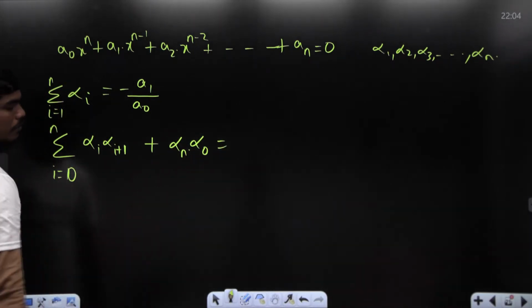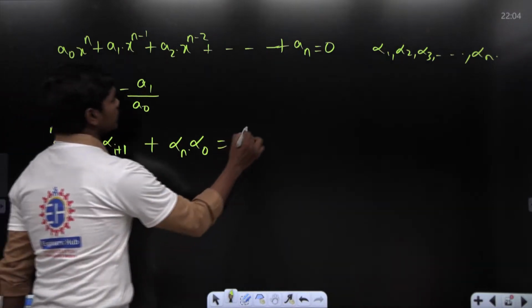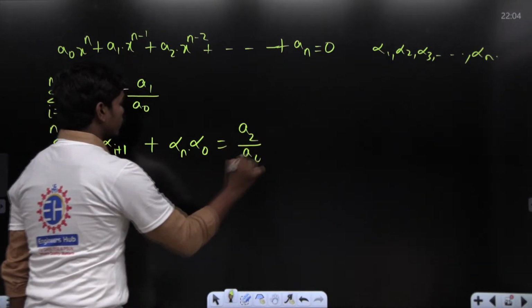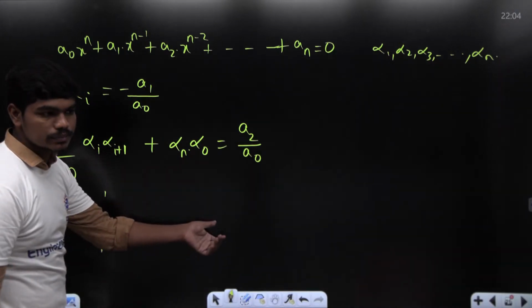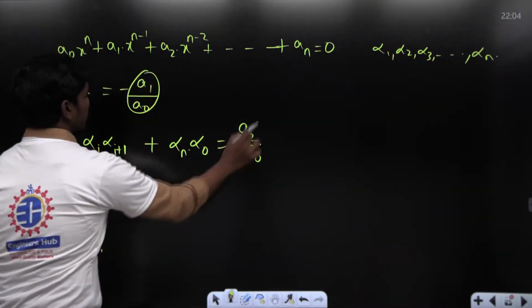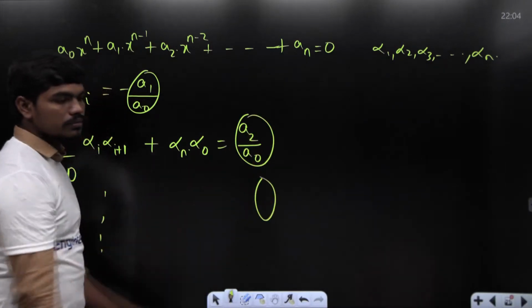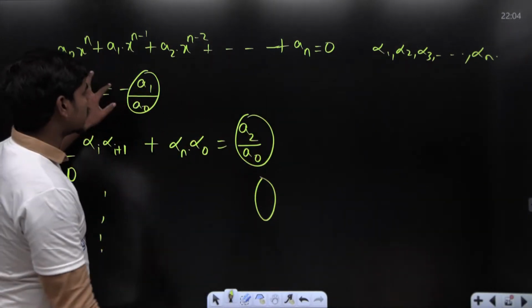If you take 2 roots at a time and do the summation, the answer should be a2 by a0. Similarly, if you go on increasing, taking 3 roots at a time, the next option will be minus a3 by a0. So this a1 by a0, a2 by a0, a3 by a0 all come in this particular format, but there will be a change in minus sign.